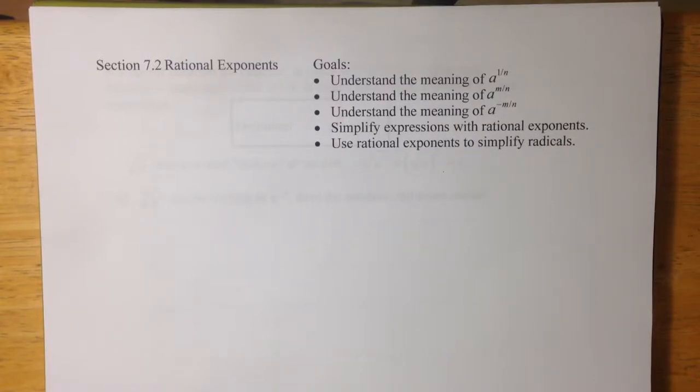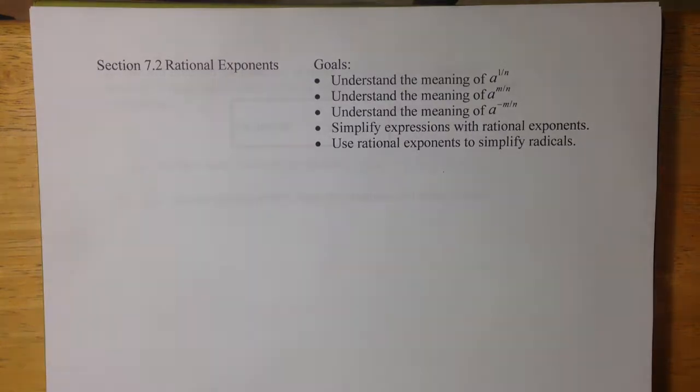This video covers section 7.2, Rational Exponents, for Math 95 at Linn-Benton Community College. Our goals in this section are to understand the meaning of a to the 1 over n, a to the m over n, a to the minus m over n, to simplify expressions with rational exponents, and to use rational exponents to simplify radicals.